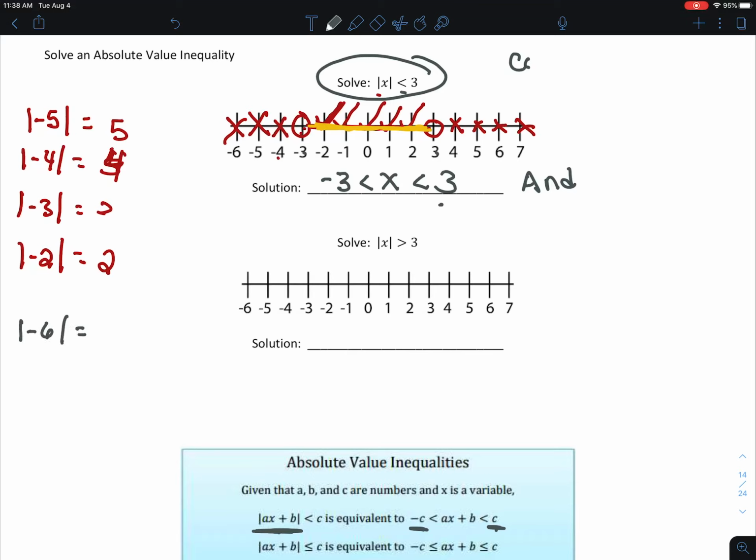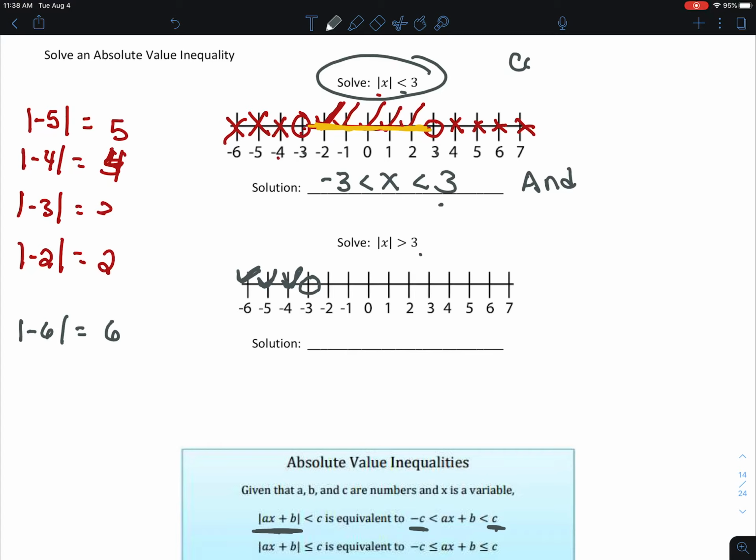So I'm going to start the same way. If I take the absolute value of -6, that's equal to 6. Is 6 greater than 3? It is. The absolute value of -5 is 5. Is 5 greater than 3? Yes. The absolute value of -4 is 4. That's greater than 3. The absolute value of -3 is 3. 3 is not greater than 3. It's equal to 3. So I'm going to put an open circle.